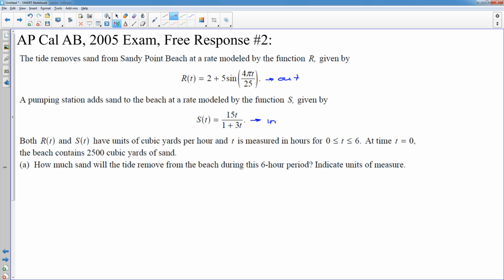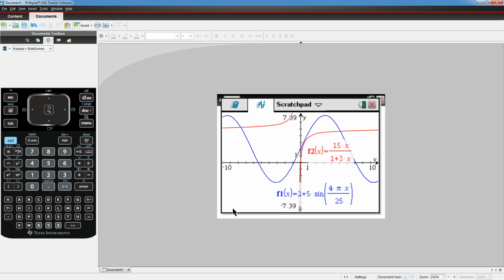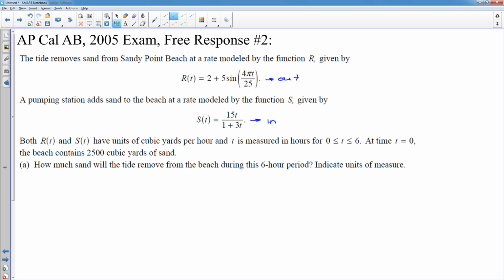I have plugged these in, and let me look at my calculator again. I think the top function is my F1. So F1 is 2 plus 5 sine. Whoops, and there we go. I'm also going to make a note that this is my F1 and this is my F2. Always make note of how things are entered in your calculator so you don't mess up later. Let's see, continuing on. R and T have the same units.